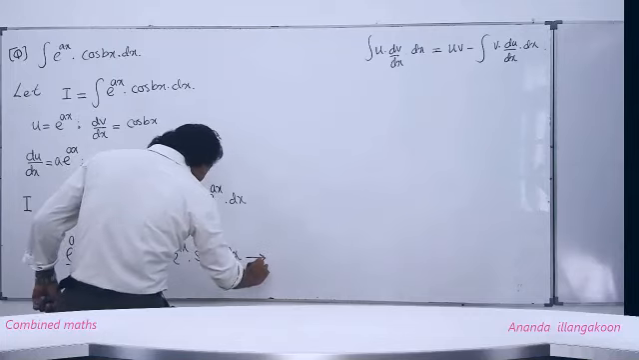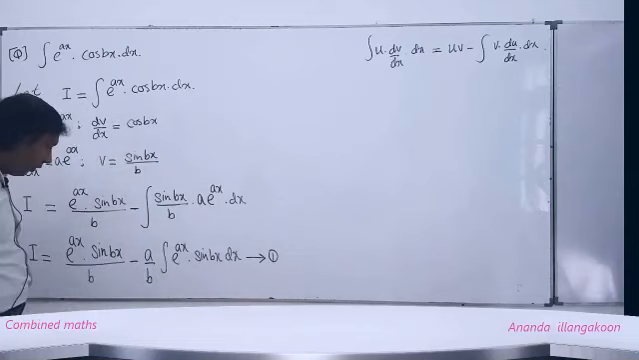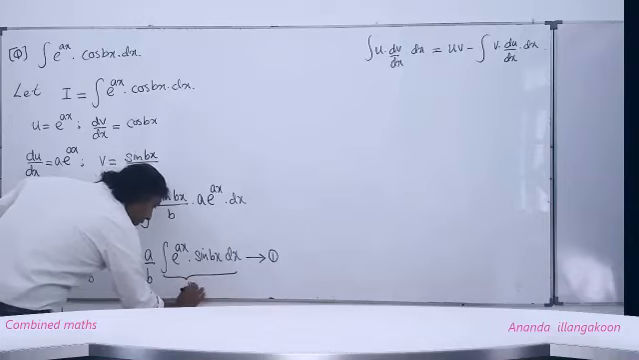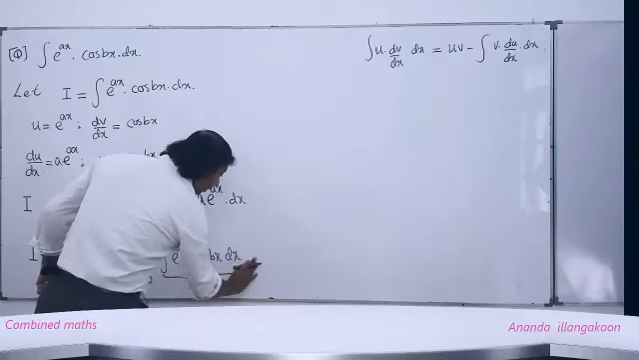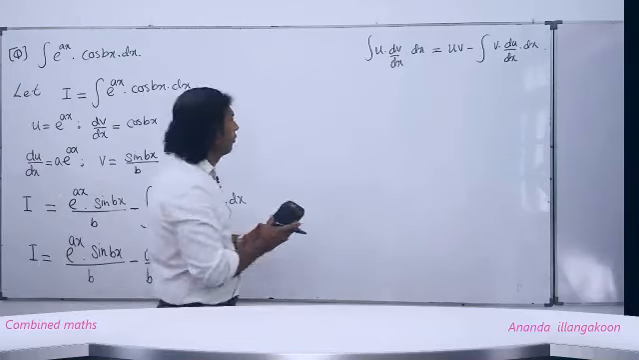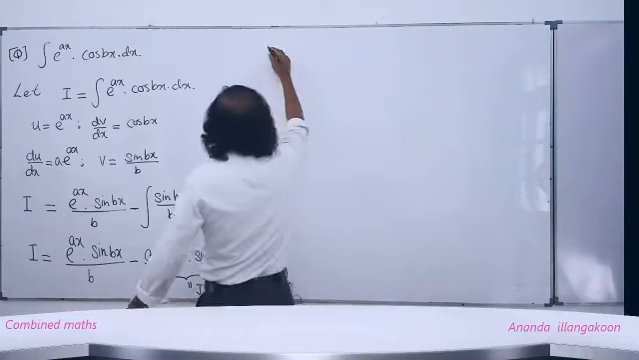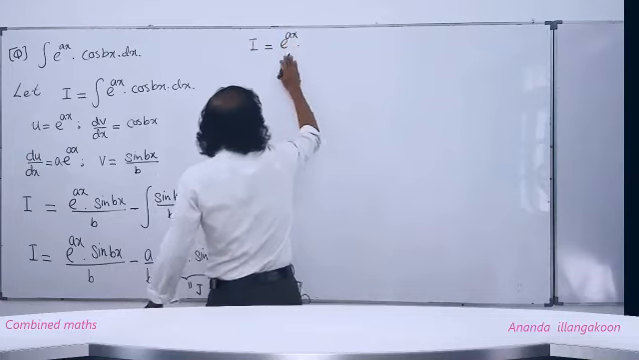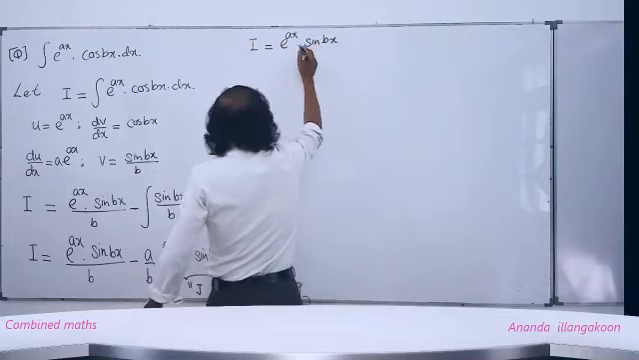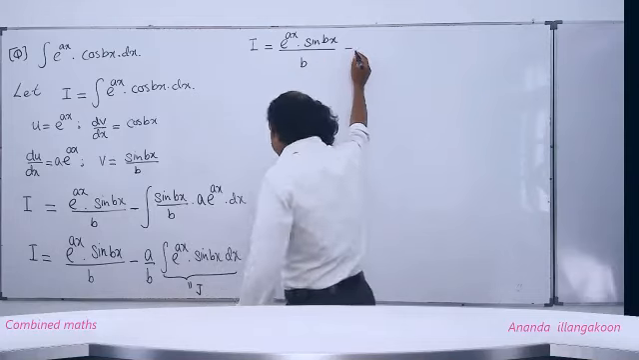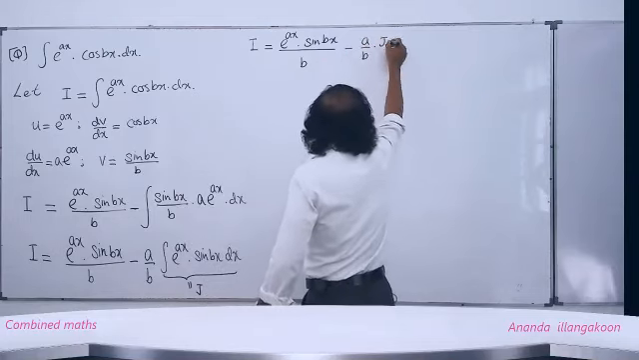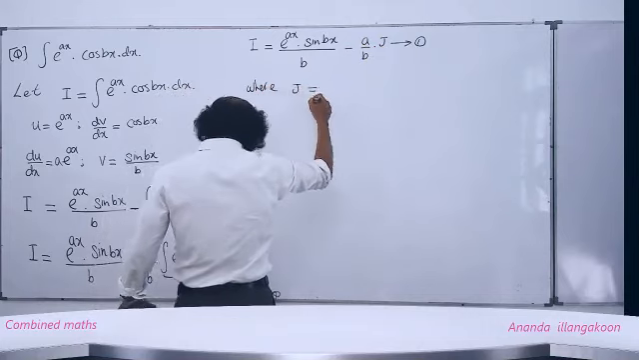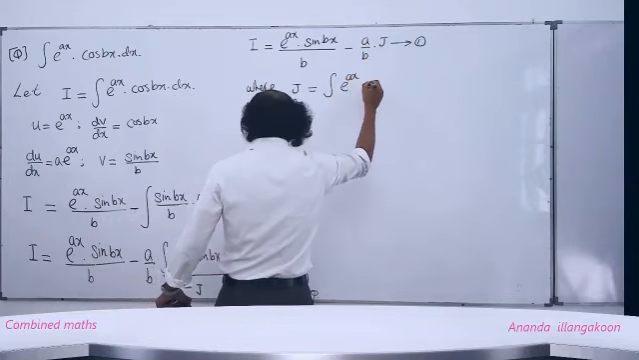We will take this as equation number 1, with this integral as j. Let this be j. Or else we can write it separately like this: I is equal to e^(ax) sin bx divided by b minus a divided by b times j. This is number 1, where j is equal to the integral of e^(ax) sin bx dx.